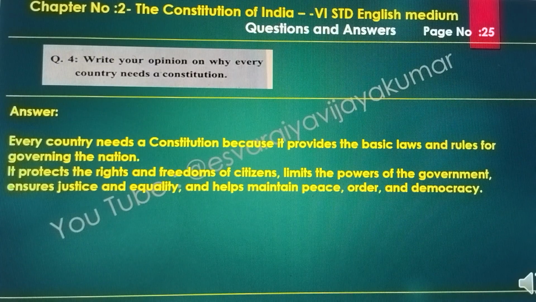Question number 4. Write your opinion on why every country needs a constitution. Every country needs a constitution because it provides the basic law and rules for governing the nation. It protects the rights and freedoms of citizens, limits the powers of the government, ensures justice and equality, and helps maintain peace, order and democracy.